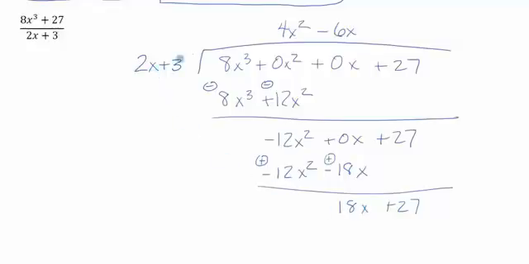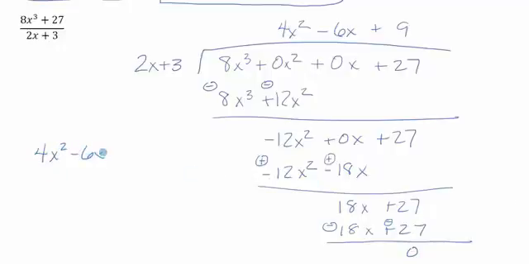18x divided by 2x is 9. 9 times 2x plus 3, we get 18x plus 27. Draw your line, change your signs, combine down. We get a remainder of 0 for our answer, 4x squared minus 6x plus 9. That covers this section. Go ahead and try your homework and let me know if you have questions.